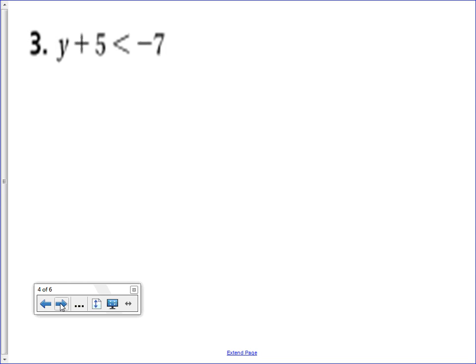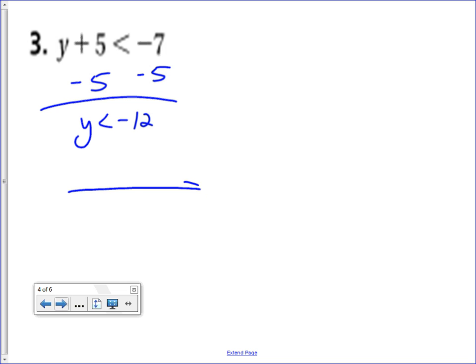Okay, another one. Why don't you try that one? Pause the video, work it through, see what you get. Okay, so on this one, I'd want to minus the 5, and you'd get y is less than negative 12. And once again, you should graph it. So you have negative 12, negative 13, and negative 11. And this one would be an open circle, arrow pointing to the left since it says less than.